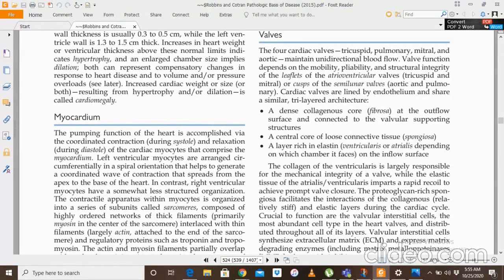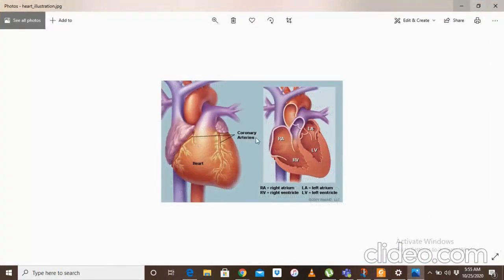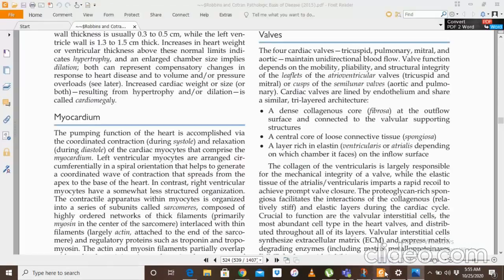So here I want to show you a diagram of a heart. So here is a heart. This is the apex of the heart, okay? And this is the base of the heart, okay? So here they are saying that left ventricular myocytes are arranged circumferentially in a spiral orientation that helps to generate a coordinated wave of contraction that spreads from the apex to the base of the heart. The wave of contraction starts from the apex and goes towards the base of the heart.